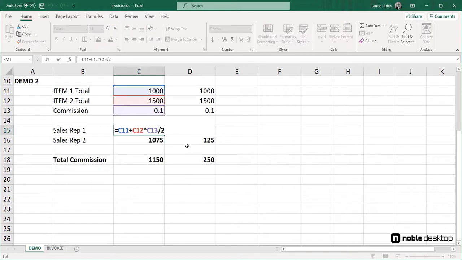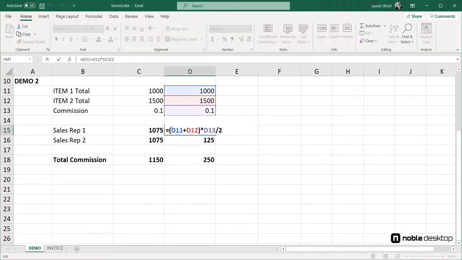Order of operations, unaltered by the use of parentheses, means that C12 is multiplied by C13, and then that result is divided by 2. Then we go back and add C11 to that result. Adding the parentheses, as shown in column D, gives us the correct 50-50 split for the two sales reps because we're adding up the two items, multiplying that result by the commission percentage, and then we're dividing by 2. In rows 15 and 16, parentheses give us the correct total commission paid as well.